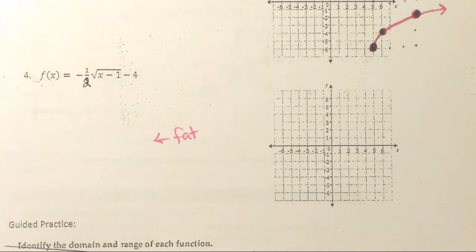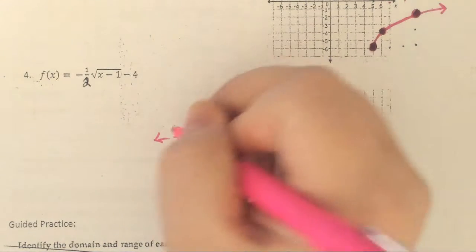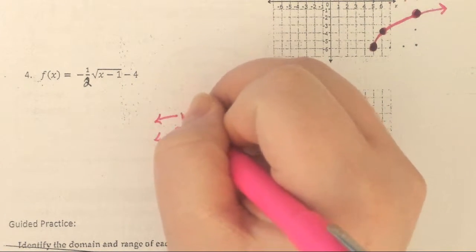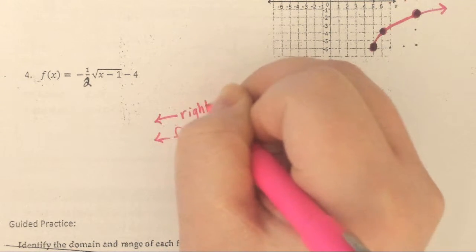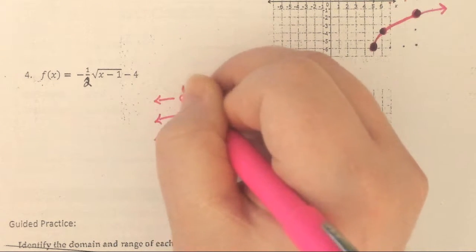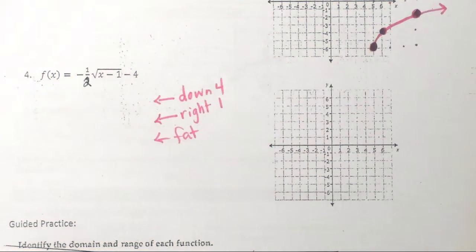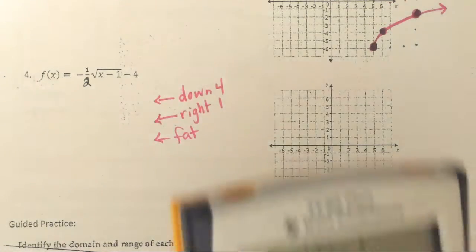Okay, so number 4 is our hardest one yet. 1, because of the fraction making me fat. The minus 1 is going to make me move right 1. The minus 4 is going to make me move down 4. But I'm going to be super lazy like Justice, and I'm going to go ahead and graph it on my calculator first, before I even make my guess.